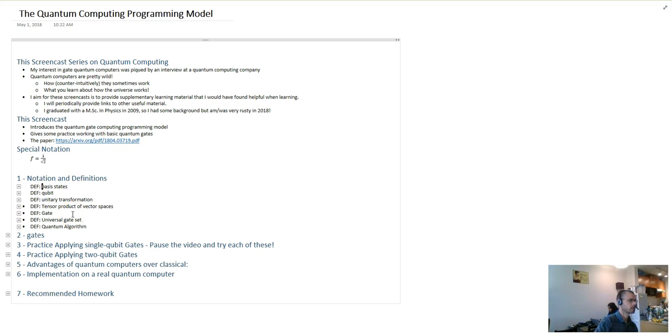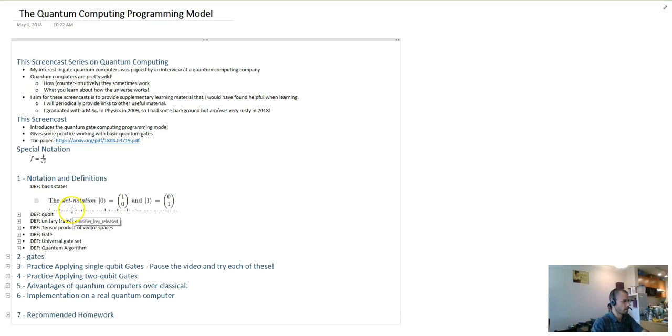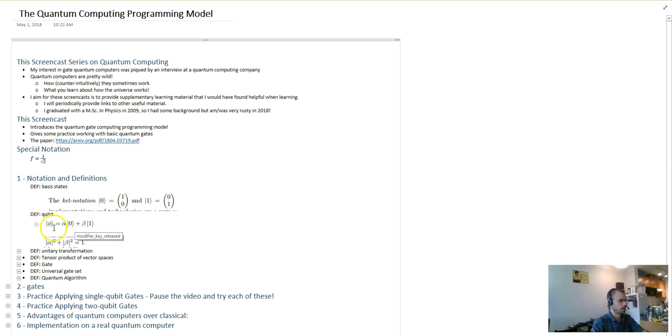Okay, so basic notation and definitions. Ket notation means that basis state. A qubit is like a single spin, right? A single spin can be a certain fraction in spin up, a certain fraction in spin down: alpha squared in spin up, beta squared in spin down, and they have phases. Alpha and beta have phases. And it's normalized, so the total probability is 1.